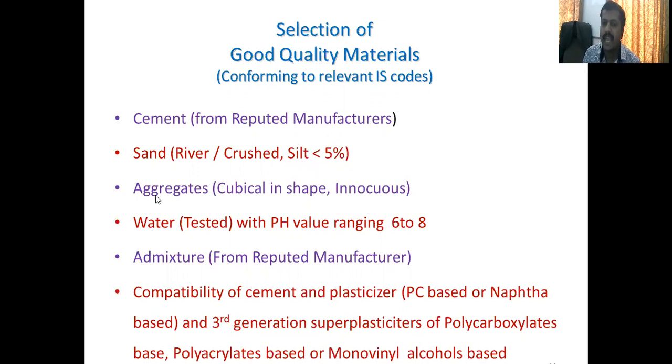Okay, then aggregates, it must be cubical in shape and innocuous. Okay, innocuous means having proper shape, well structured aggregate, we can call it as. Then water, it must be tested and the pH must be range from 6 to 8. It must be range from 6 to 8. Admixtures, again from the reputed manufacturer you can use it. Then compatibility of cement and plasticizer, you can use any kind of super plasticizer or plasticizer that you are using. Okay, this is about this materials.